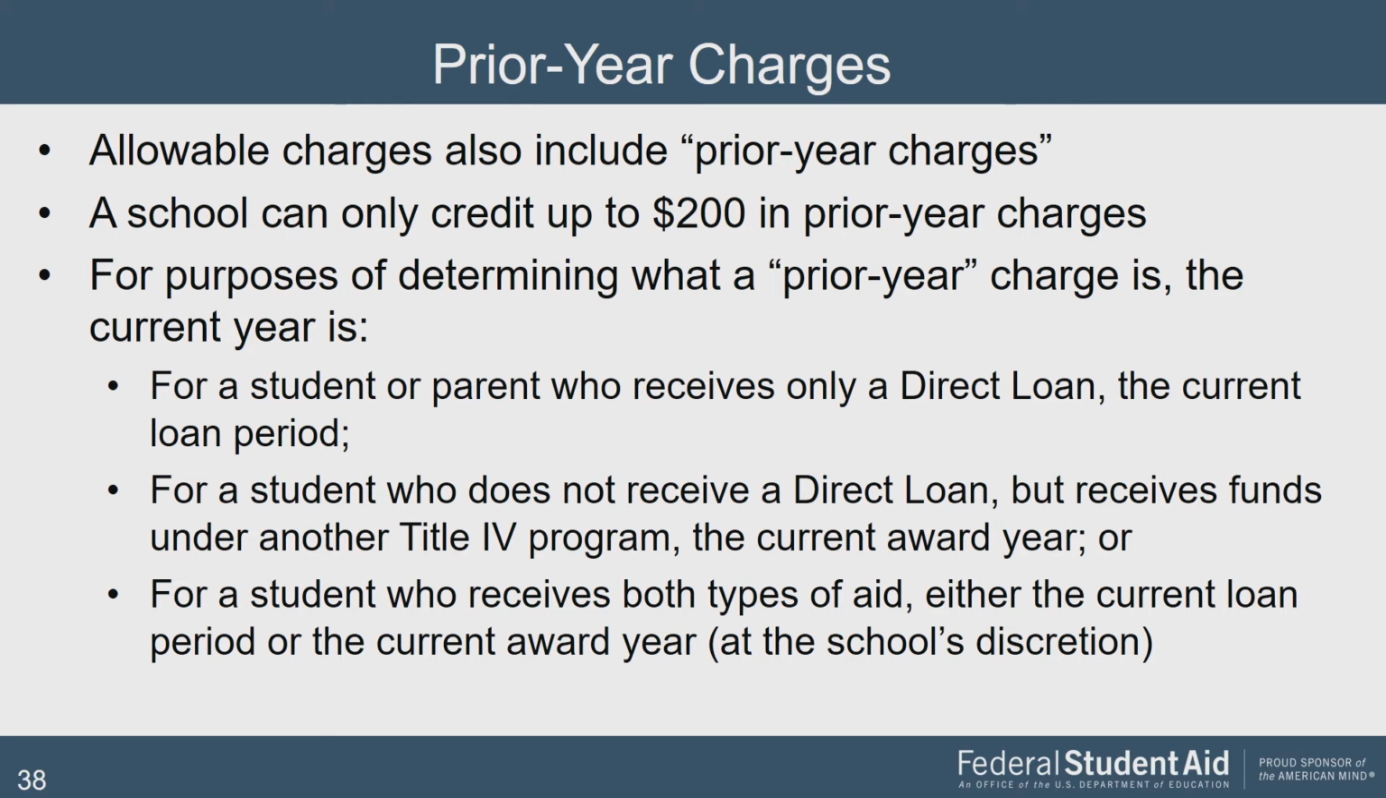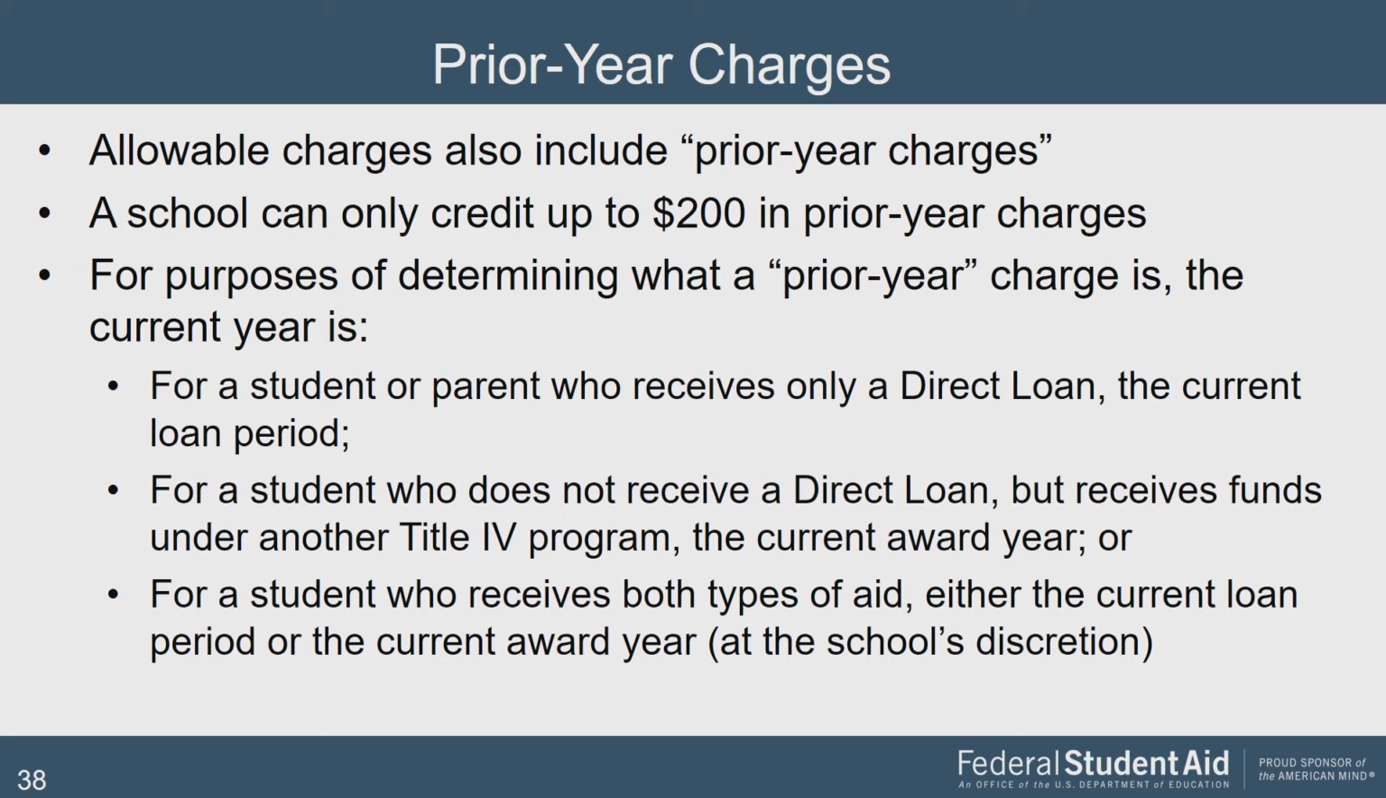You are allowed, again, if you had that authorization, to take that credit balance to pay prior year charges. But you can only pay up to $200 in prior year charges with an authorization from the student or the parent. In determining what a prior year actually means, that you can actually pay up to $200 of the prior year, that depends on the funds that were received.